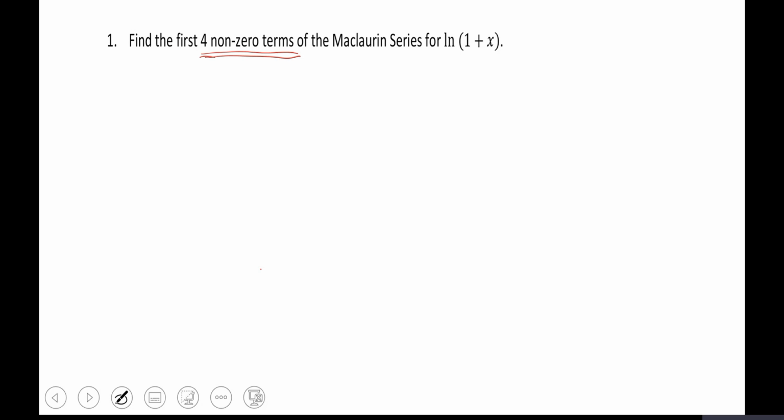So what is this? The ln of 1 plus x. I'm going to make f of x is equal to the ln of 1 plus x.